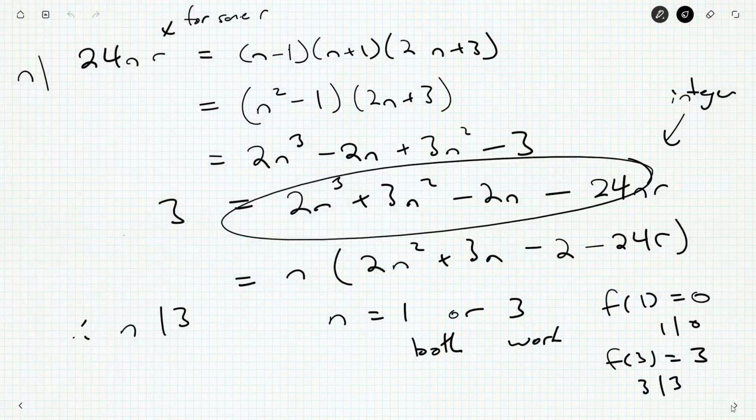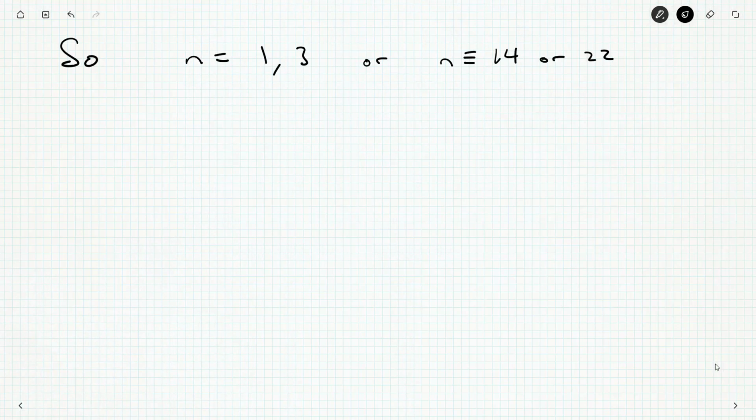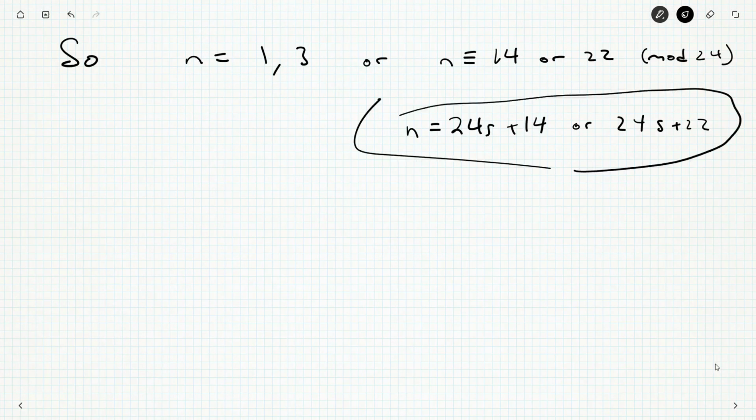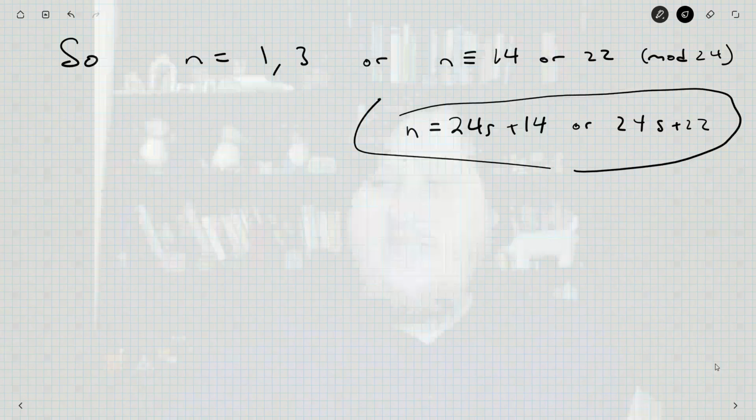Well, surely the same rearrangement could work with n is even, but we've got both cases, so n equals 1, 3, or n is congruent to 14 or 22 mod 24. And if you're not comfortable with modular arithmetic, then n looks like 24s plus 14 or 24s plus 22. So that's another way to say that. And that about does it.